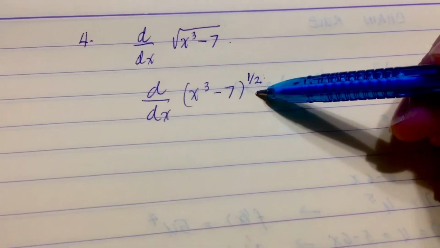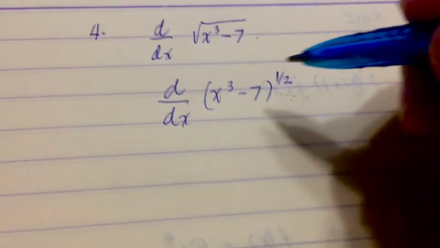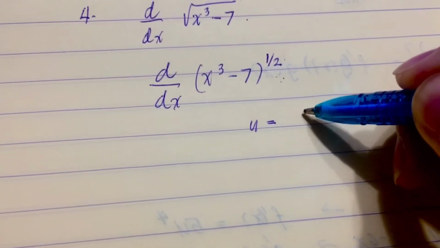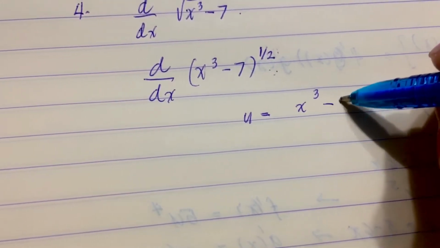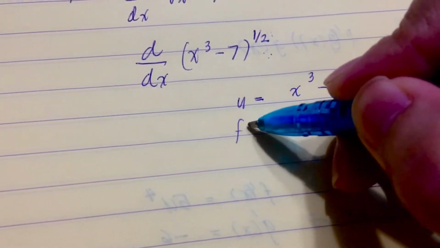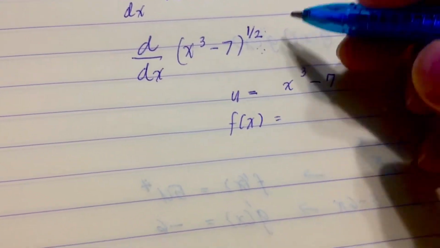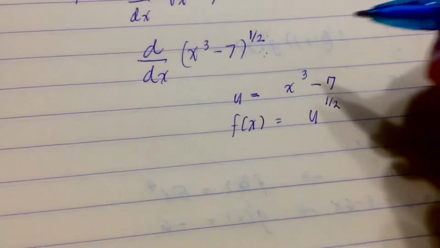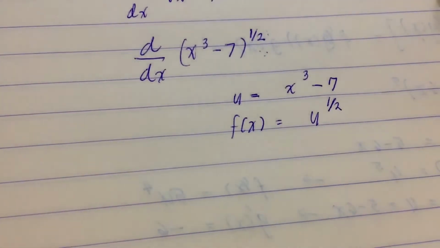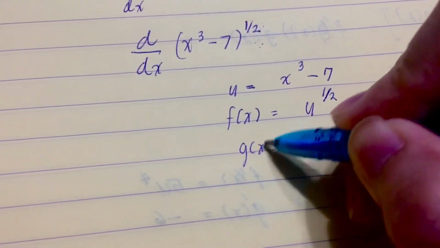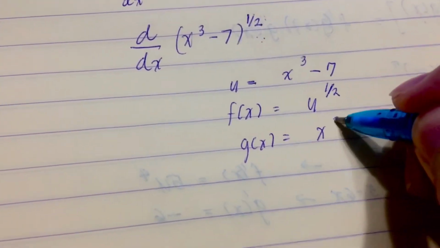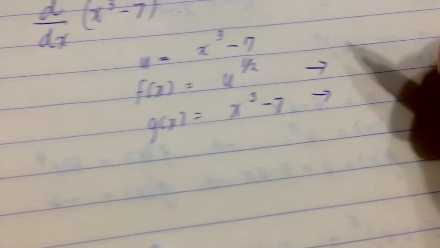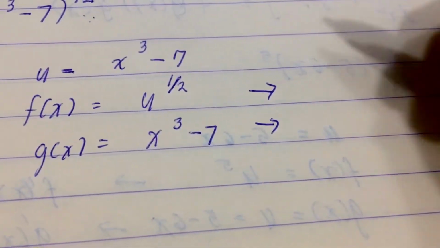So next, let's find out what the inner function is. Your u there is x cubed minus 7. So f of x is equal to u raised to 1/2, and your g of x, that means your u, is x cubed minus 7. Then the second step: take the derivatives of each function.